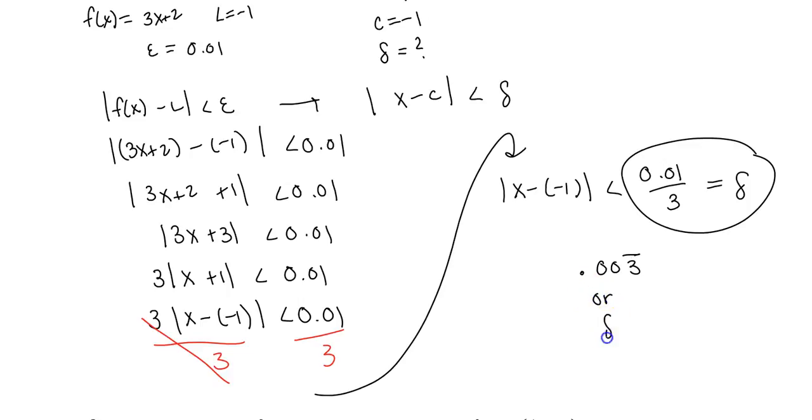But you could choose any number that's smaller than that. So you could just lop off the decimal right after that first 3 and let your 0.003 be your delta. It doesn't matter as long as it's less than or equal to 0.01 over 3. That's kind of the upper bound for delta. You could choose anything smaller than that if you want to.